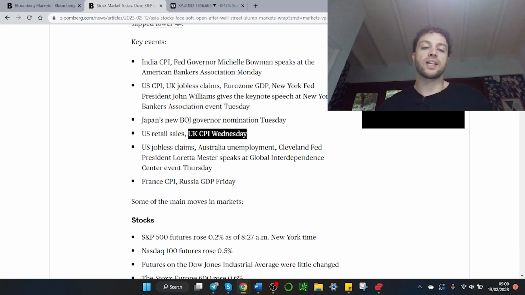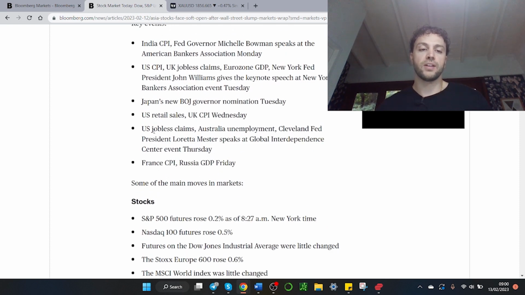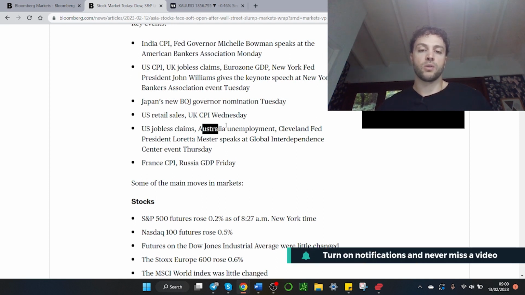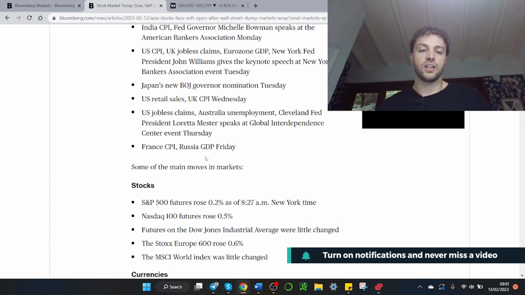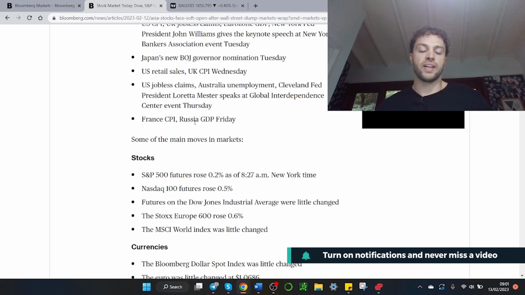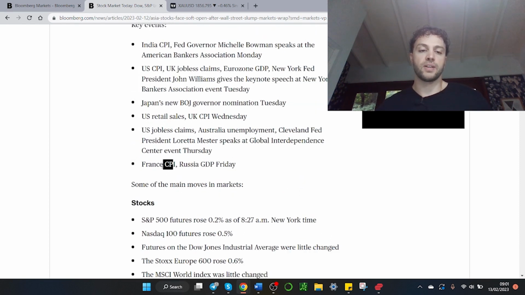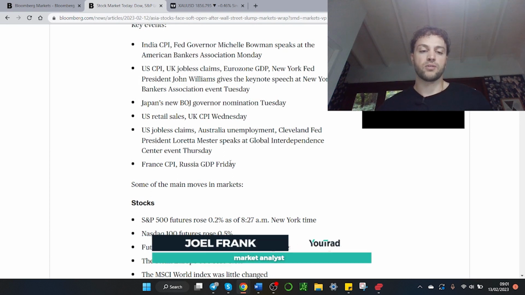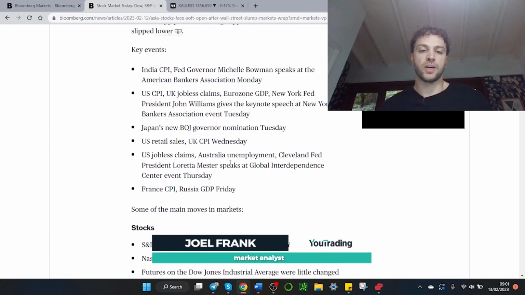UK CPI on Wednesday, that's always important for sterling and the outlook for the Bank of England. Jobless claims out of the US on Thursday as well, and Australia jobs. Then on Friday, France CPI. That'll be interesting for the euro traders, but nothing really out of the US.